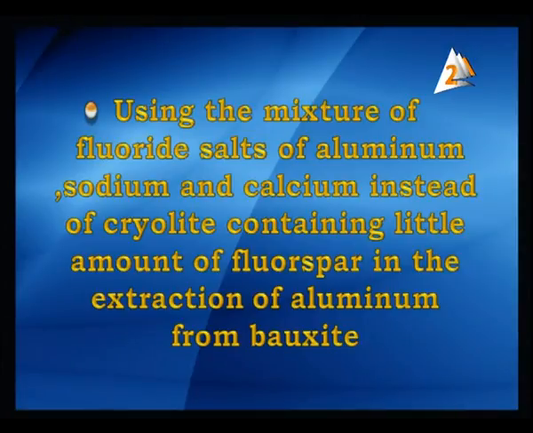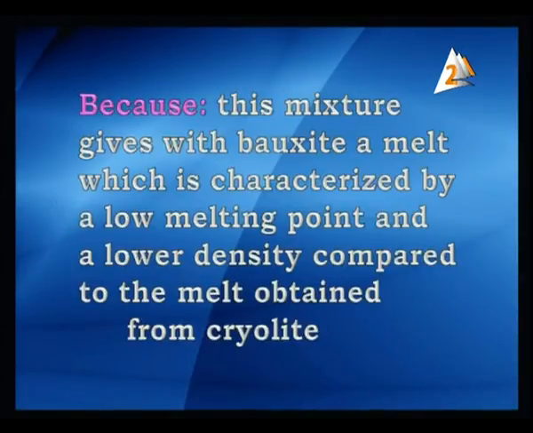After that, we have using a mixture of fluoride salts of aluminum, sodium and calcium, containing a little amount of fluorspar, instead of cryolite in the extraction of aluminum from bauxite. Why? Because this mixture gives with bauxite a melt which is characterized by a low melting point and a lower density compared to the melt obtained from cryolite.